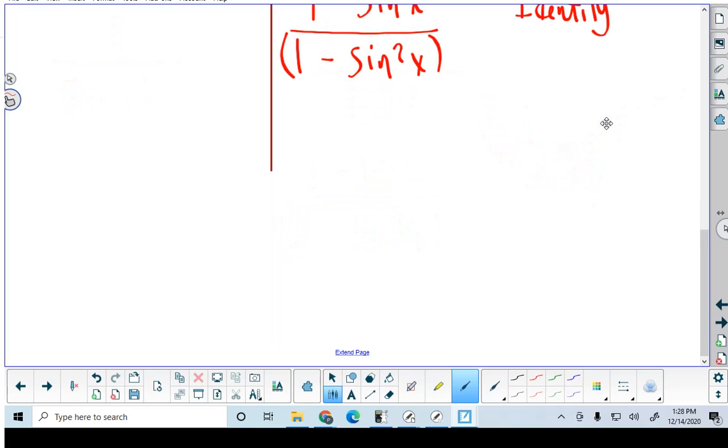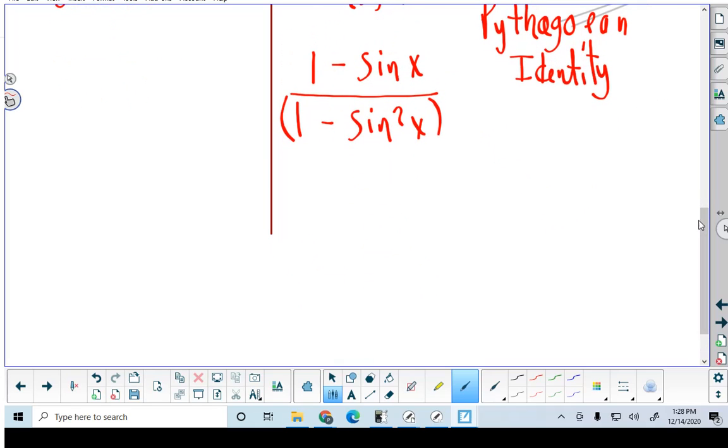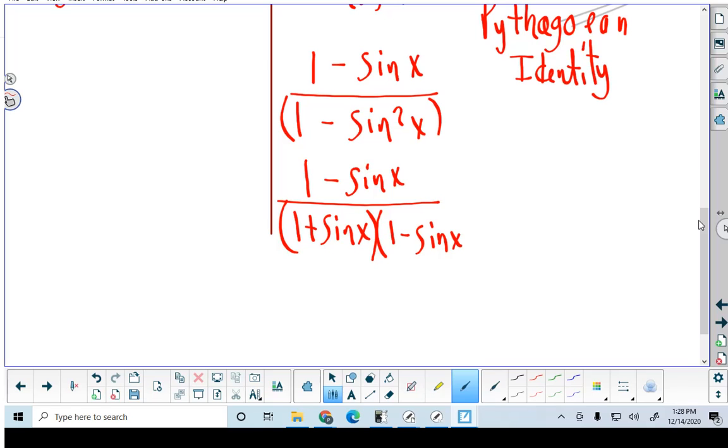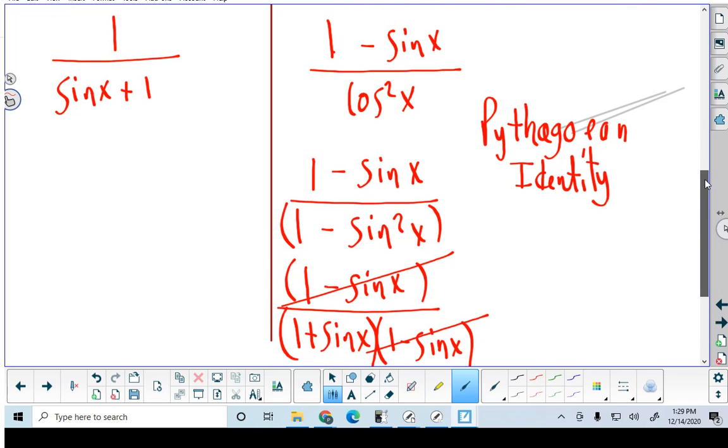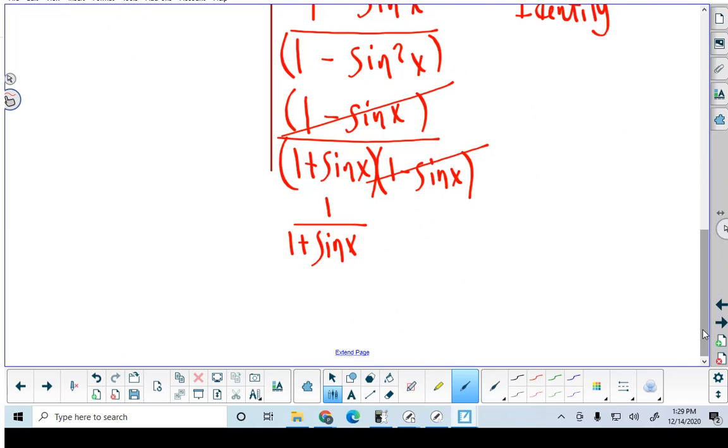We have 1 minus sine x on the top. And then on the bottom, this factors to 1 plus sine x, 1 minus sine x. Well, the 1 minus sine x is in brackets on the top. The 1 minus sine x is in brackets on the bottom. So we're left with 1 over 1 plus sine x, which is, I'll just scroll up, which is what we had. So now you can say left side equals right side.